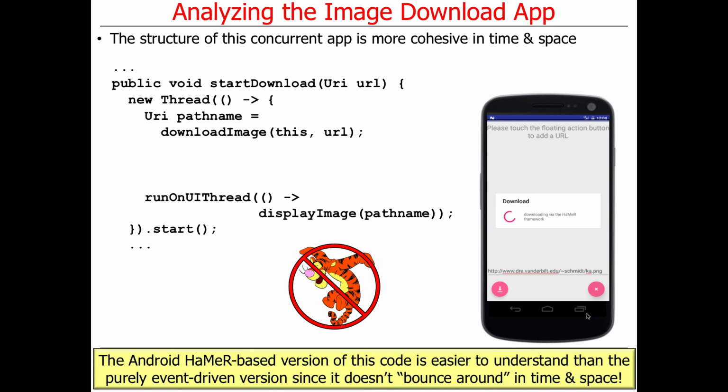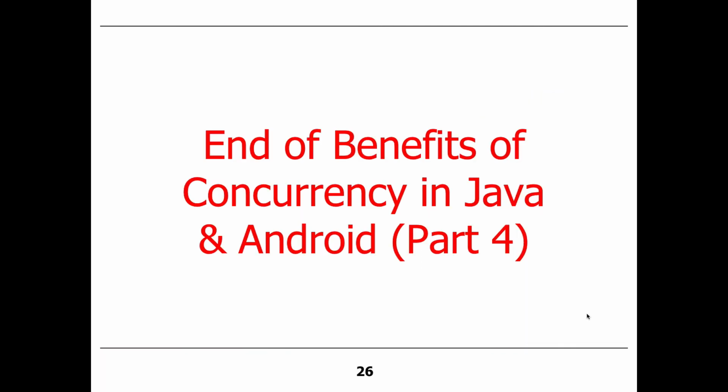So this approach is going to be a lot easier to understand than a purely event-driven version, which I didn't really show, since it doesn't bounce back and forth. It's all localized in one nice, clean way. All right. So that's a concrete example of what we're doing here. That example also will give you a few clues at how to implement portions of your programming assignment if you haven't already got them working.